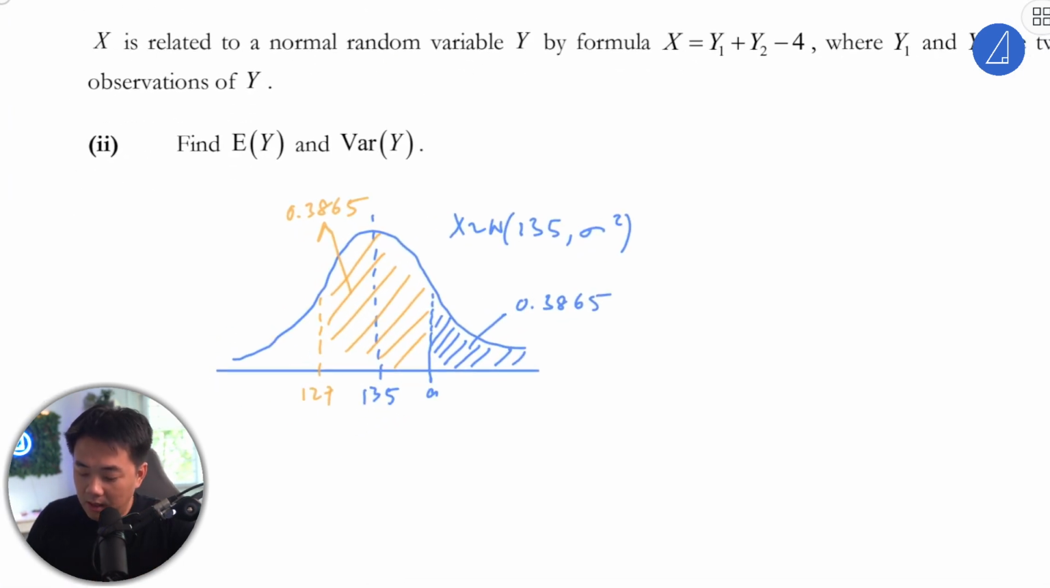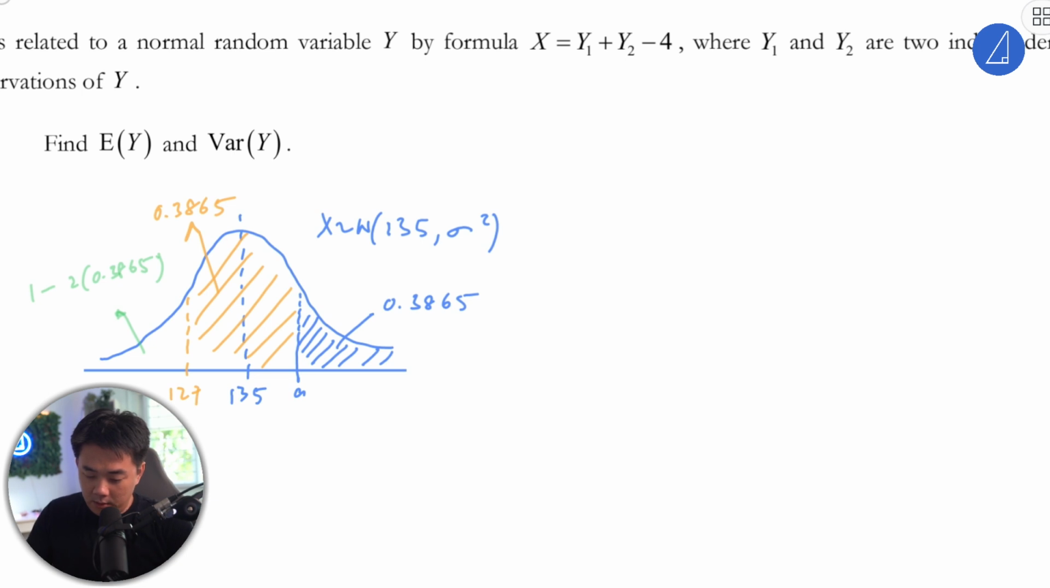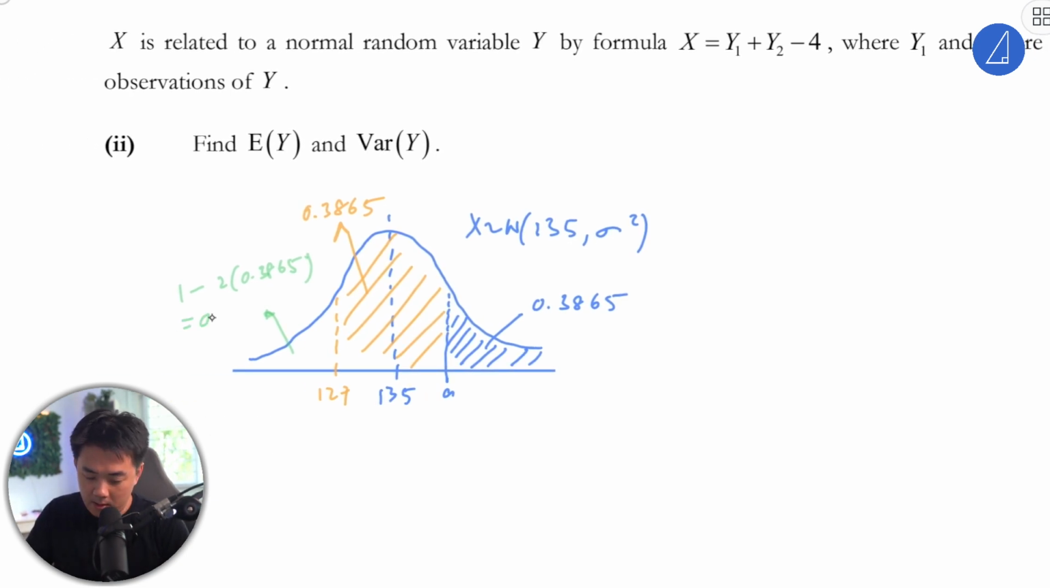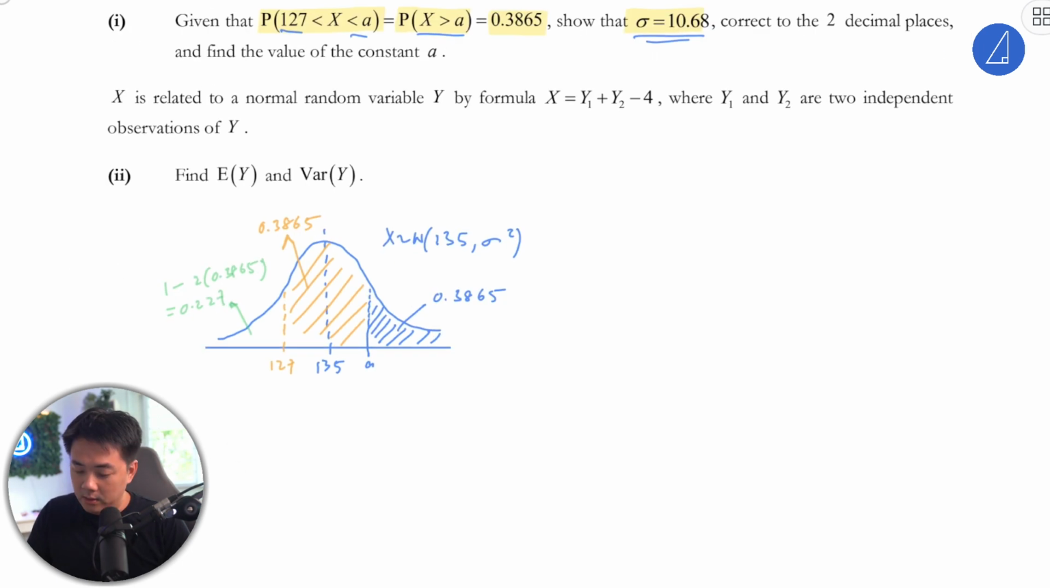Okay, great. So there you go. I think that's the whole idea. We could just inverse norm from the left or the right, it doesn't matter. We could find this area here. This area here will be nothing more than 1 minus twice of 0.3865. So this will give us 0.27227.